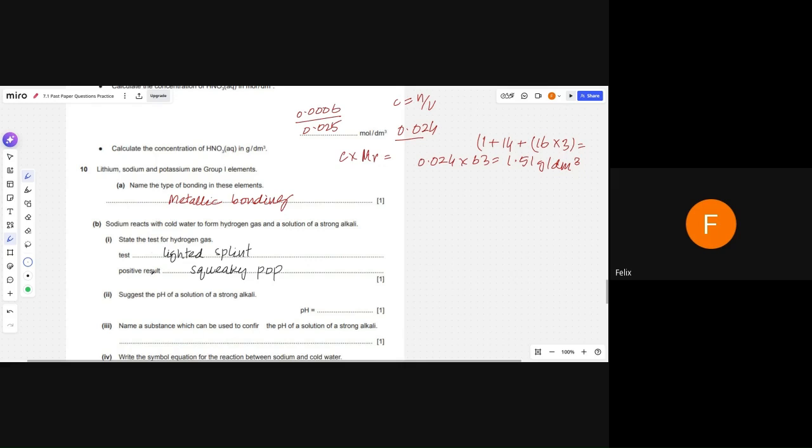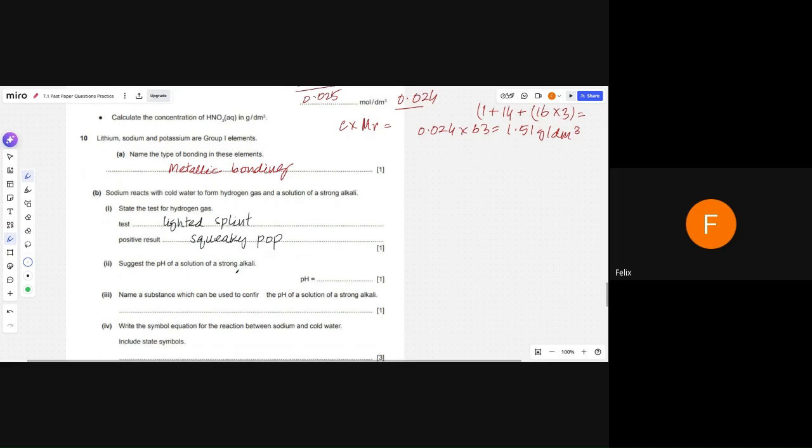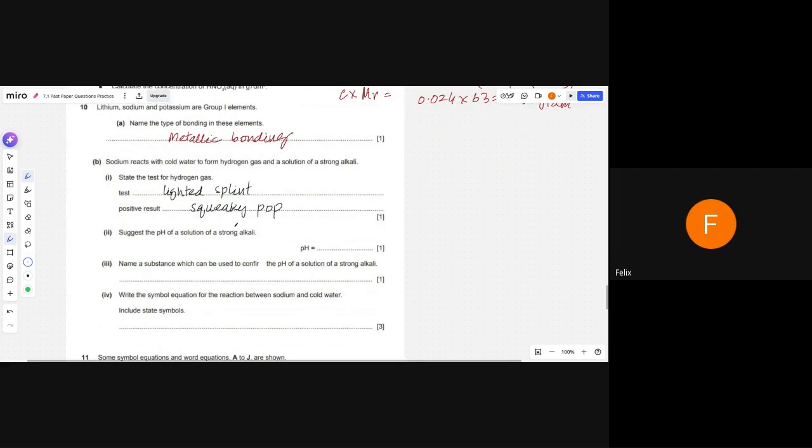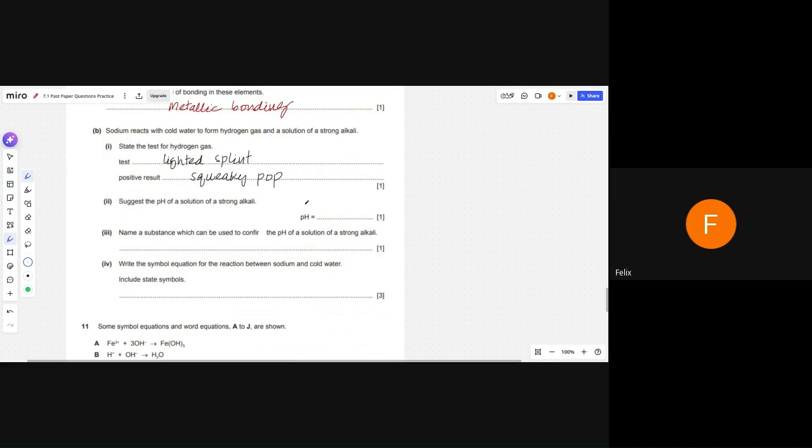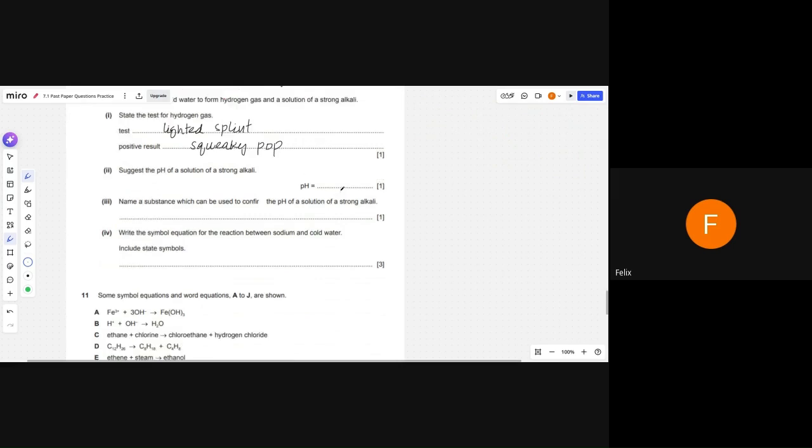Okay, suggest the pH of a solution of a strong alkali. Anything higher than 7, but a strong alkali will be 14, right? So the higher the pH, the stronger the alkali will be, and the strongest is 14. We cannot go higher than that, right?